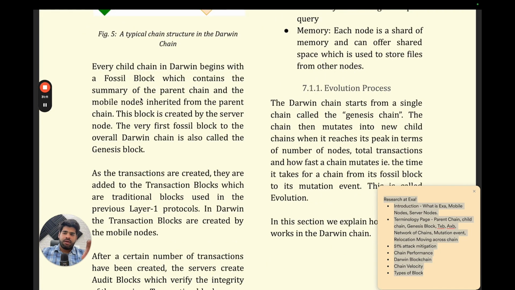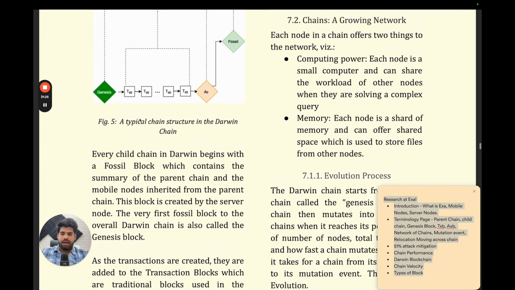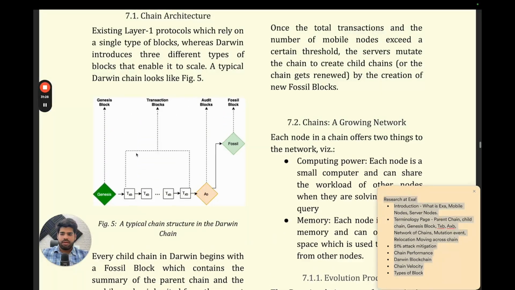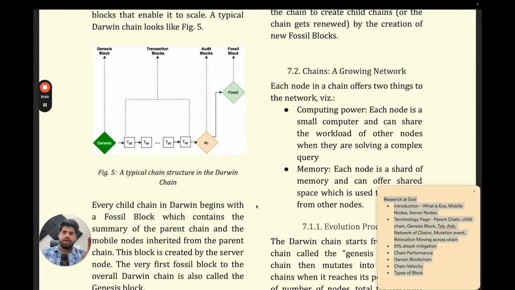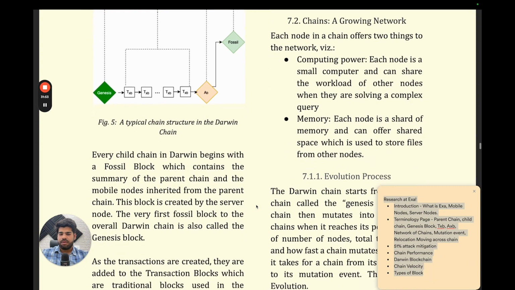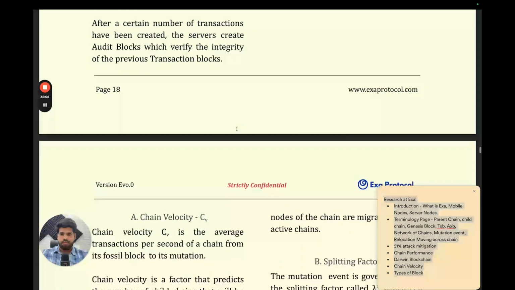So every child chain in Darwin begins with a fossil block, which contains the summary of the previous parent chain. It also contains a summary of what all nodes were migrated from the parent chain to the current chain. As transactions are created and added to the transaction blocks, a limit is reached at a certain point when the chain becomes a bit too heavy for a mobile node to handle, and we have set that limit to about 50 megabytes. When that condition occurs, a mutation event occurs, which is also called the evolution process in Darwin. The chain splits into, let's say, 2 or even more child chains to optimize the network.